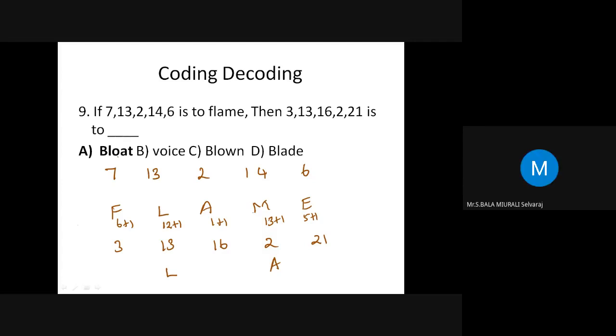Second position is L, and the fourth position is A. Check out the options. Only the option below has second position as L and the fourth position as A. Yes or no? Yes, sir. That's your answer. That's all. Move on.